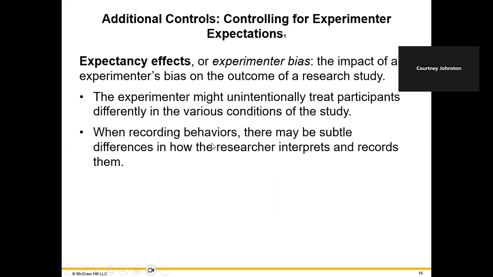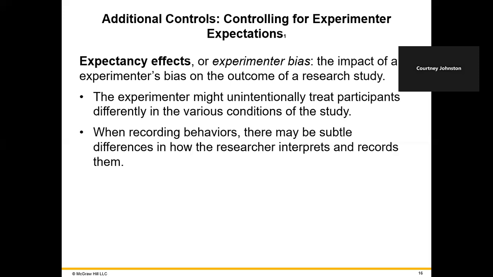There's also the expectancy effect. This is experimental bias. This is the impact of the experimenter's bias on the outcome of a research study. Researchers could potentially treat participants differently in the various conditions of the study. So they might be, let's say, more nice to the experimental group than the control group, or they behave differently, which can affect how participants perform.